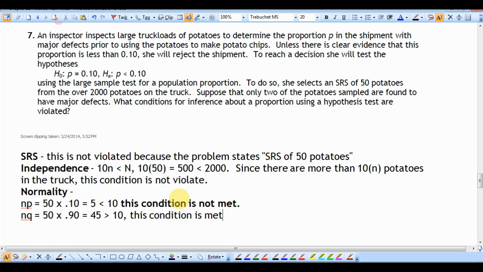Okay, so we found the condition that's been violated. Our sampling distribution is probably not normal. Any questions on it? Let's go to 8.